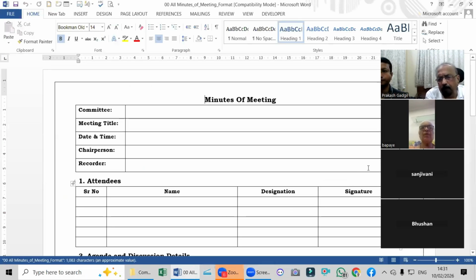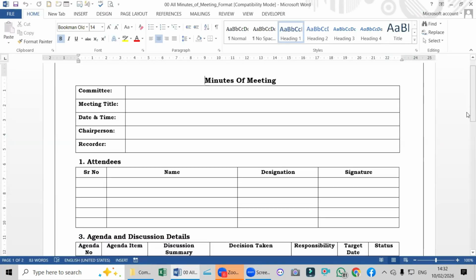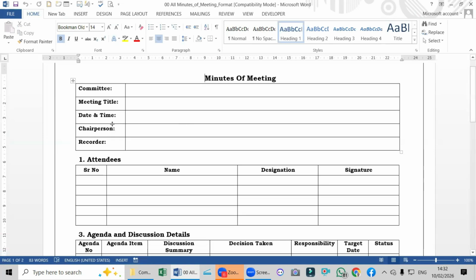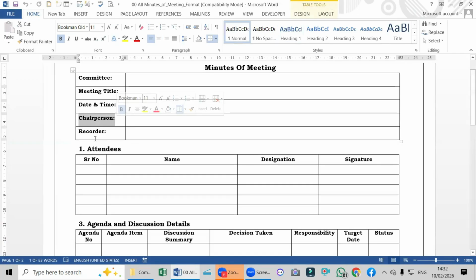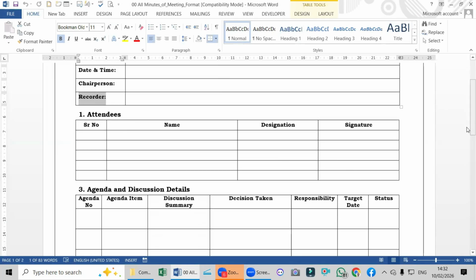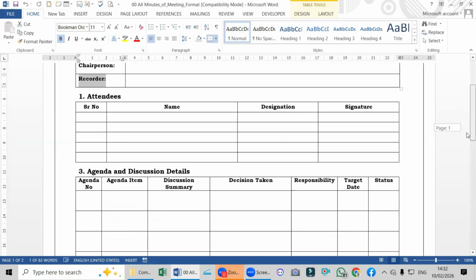Now, this is the minutes of meeting format. So, what is the name of the committee? Meeting title, then date and time of meeting, who was the chairperson for that. It may not be every time the doctor, the medical superintendent, who will be there. So whosoever is chairing the meeting, that person's name, and who is recording the minutes, his or her name. Then attendee serial number, name, designation, and signature. Signature is a must.